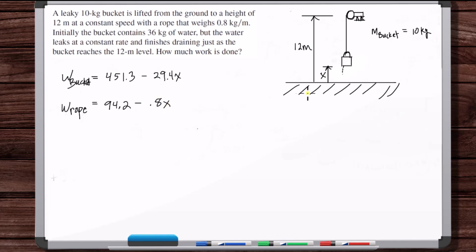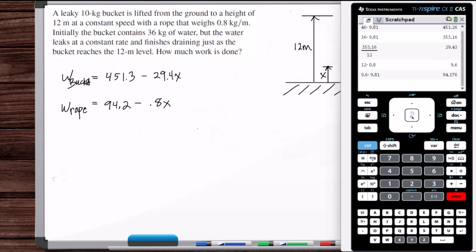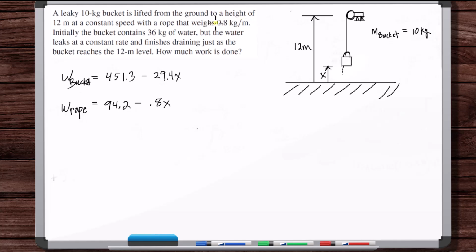And from there we're subtracting out 0.8x, right? Because as x goes up, that's how much rope has been pulled in and is no longer a part of the weight. So when we get to 12 meters, what's 0.8 times 12? 9.6. Oh, wait, no, we need to multiply 0.8 times 9.81. That's 7.8, because that's the mass of the rope. We want to convert this to newtons per meter. So 7.8x. Okay.